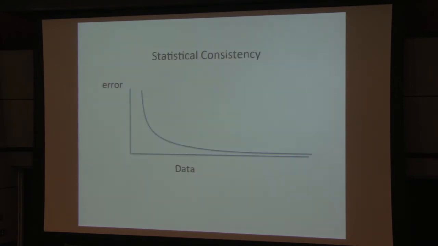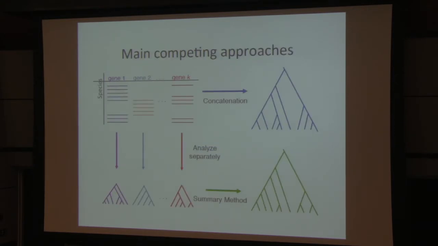So statistical consistency is error should go to zero. We want methods that will have the theoretical guarantee of having error that goes to zero as the amount of data increases. Okay? The main competing methods, one is concatenate everything into one really big alignment and then just run your favorite method. And your favorite method here is probably maximum likelihood because it's a nice rigorous method. It's computationally intensive, but it gives good results. Even heuristics give good results.